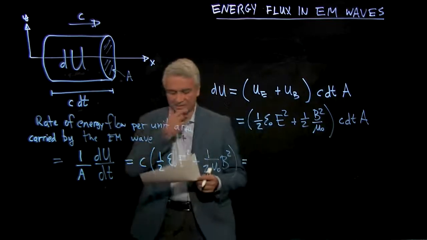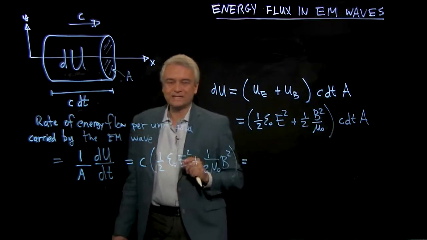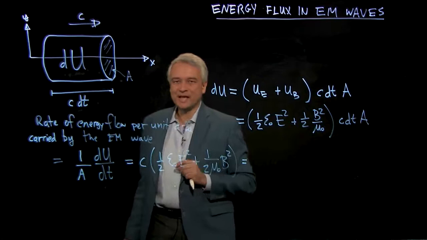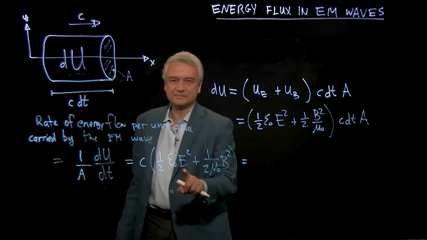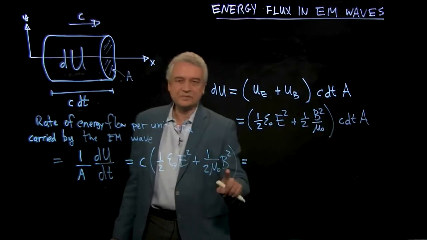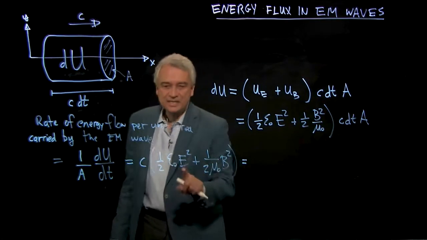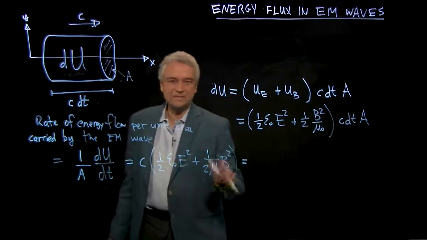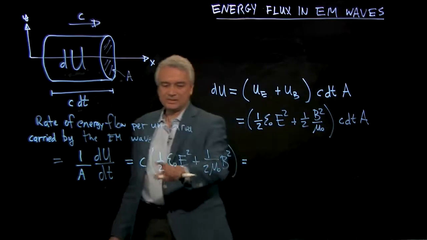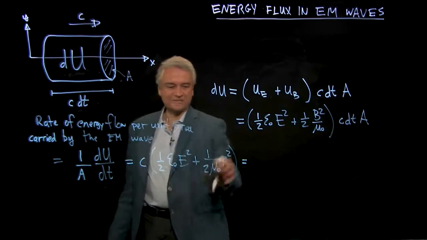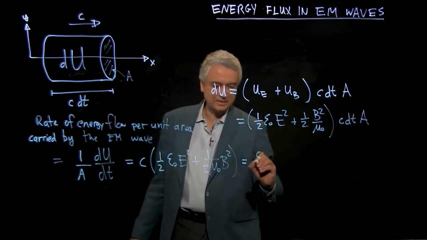But now I need to work on it a little bit. In the electromagnetic wave solution that we found by solving Maxwell's equations, E was given by B times C, or B was given by E over C. And so we can use that. Let's use that. So first of all, I notice that I have a common factor of a half. So let me write C over 2.